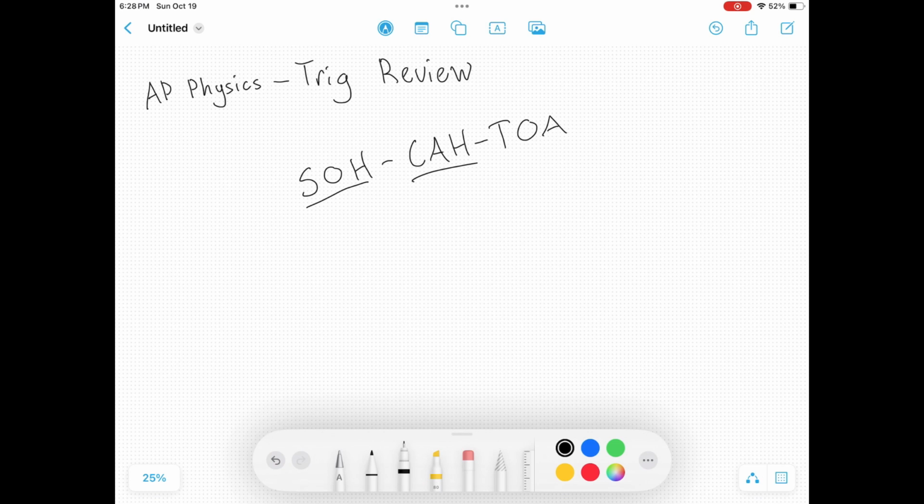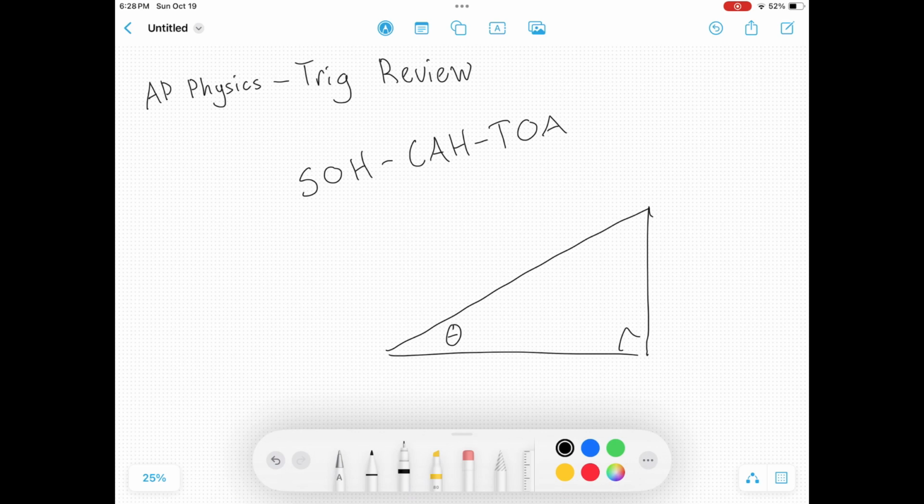So, ka, toa. So what does this phrase mean? Well, if you imagine drawing a right triangle, the angles do not have to be particularly accurate in this case because we're dealing with a general right triangle. And imagine you call one of the angles theta. All right? And you want to find sine of theta, cosine of theta, and tangent of theta.